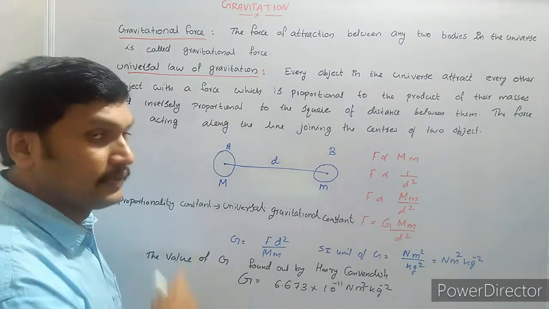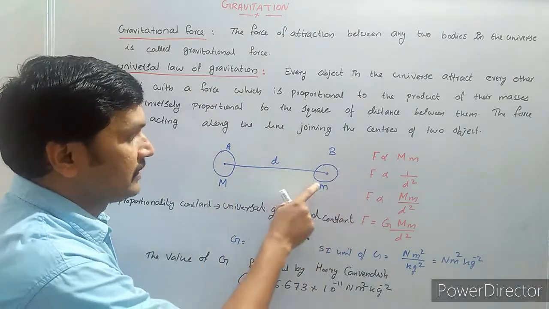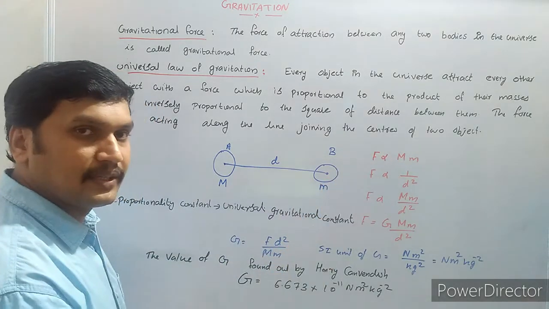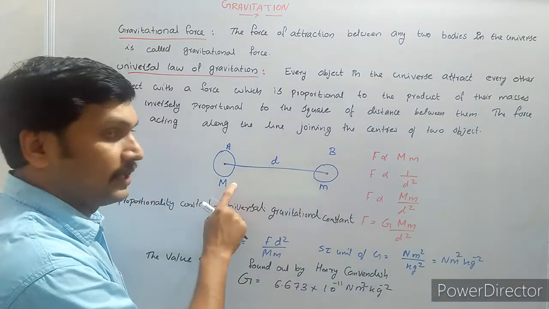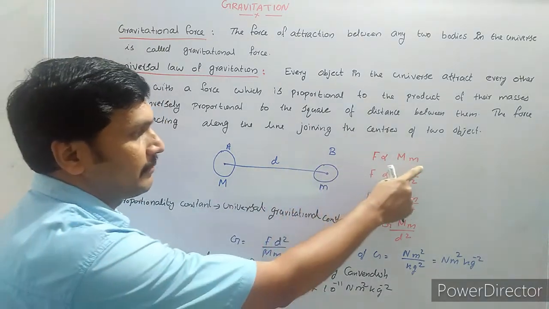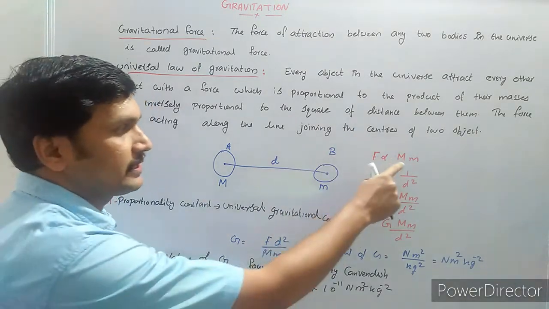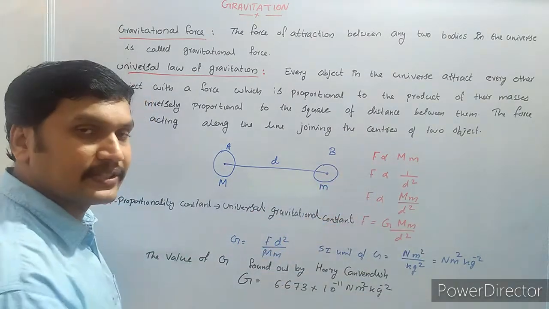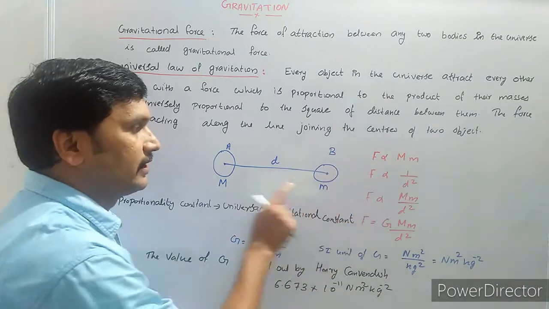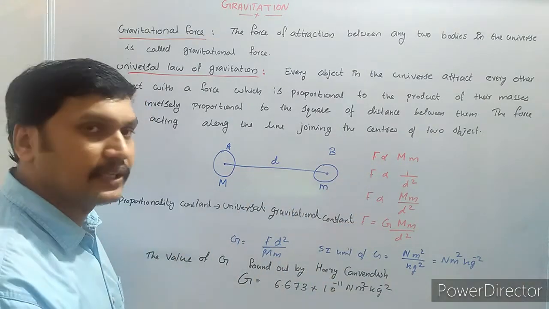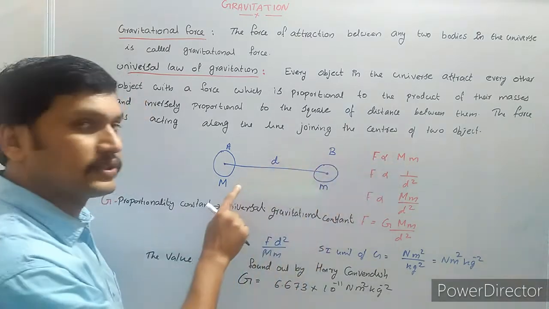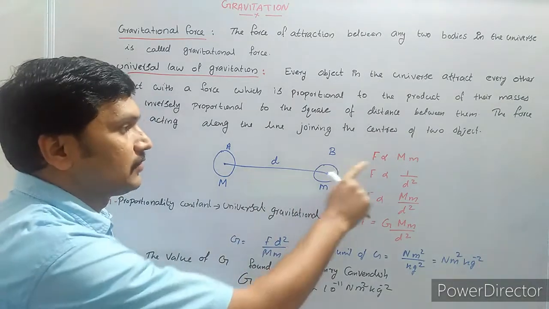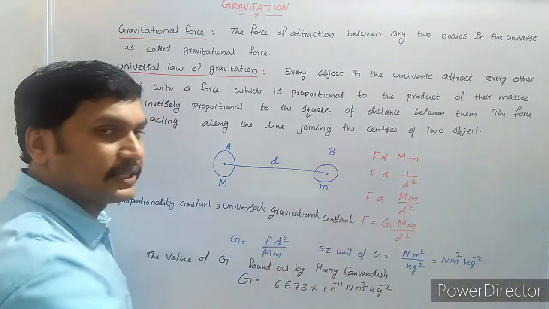Then, according to the universal law of gravitation, the force between these two bodies is directly proportional to the product of their masses. That is, the first body has a mass capital M and the second body has a mass small m, so the product of their masses is M times m. It means that if any of these masses increases, the force between the two objects also increases. If M increases, force increases. If m increases, force increases.